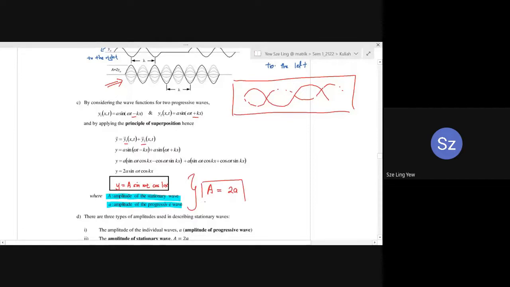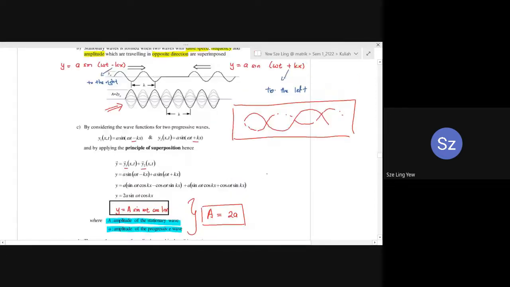So this is our equation for the stationary wave. We obtain this equation through derivation, through the addition of the displacements of two progressive waves. So y equals y1 plus y2, then you apply trigonometric identities until you obtain y equals 2a sine omega t cos kx. From there, you change the 2a into capital letter A. So capital letter A is equal to 2 small letter a.